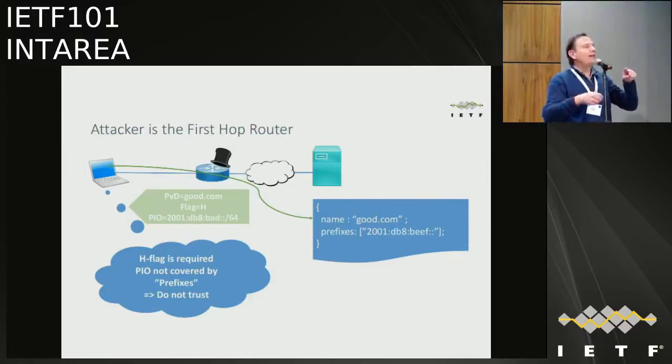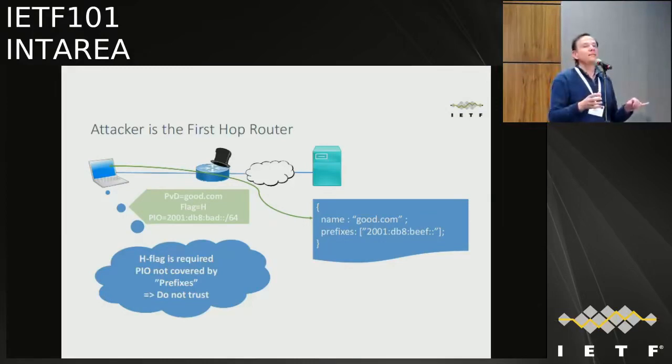So you can connect with a real SSL or TLS session and download the JSON file. Now, in the JSON file we have a mandatory key, which is prefix, in this case DB8:beef. I forgot to put a /48, sorry, in the slide. When you receive it, you need to compare this covering prefix from the JSON file with the prefixes you receive as a PIO. In this case, the PIO was including bad/64. Bad/64 is not included in beef/48.